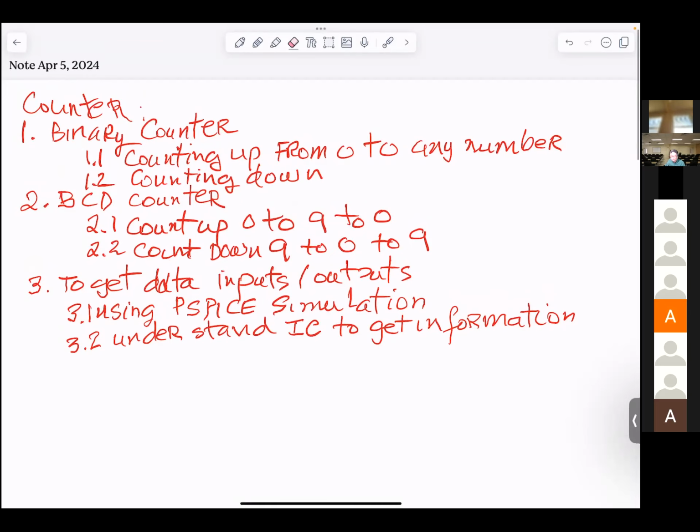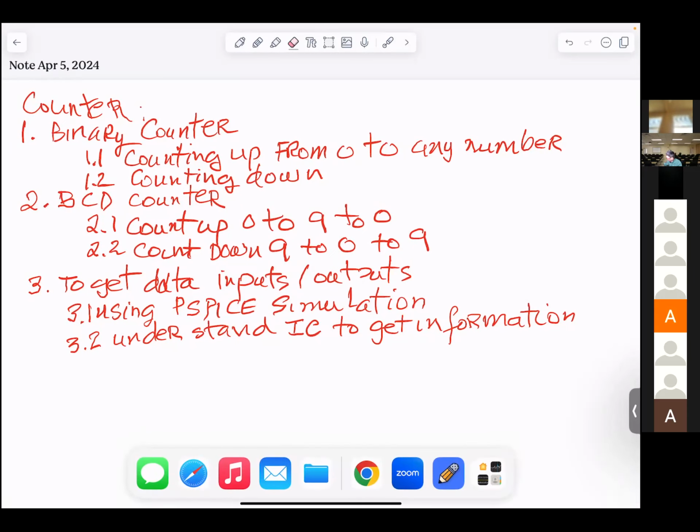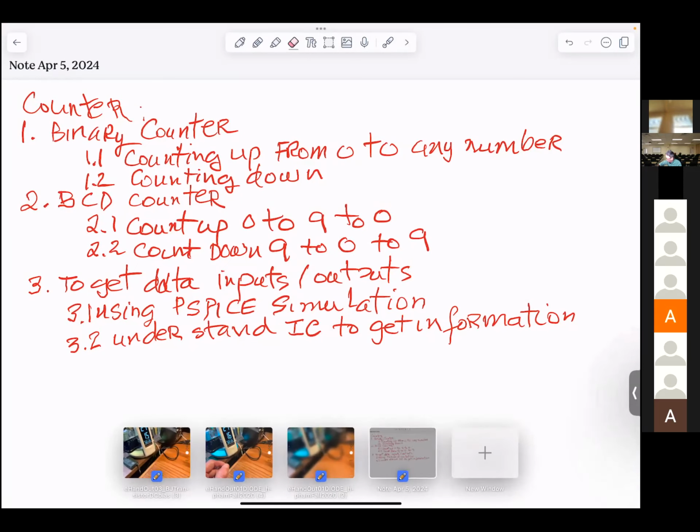When you talk about understanding an IC, to get information you check the data sheet. That's what I will be talking about now. If you cannot run simulation, then work based on the input from the IC. Okay? And now we'll be talking about that.